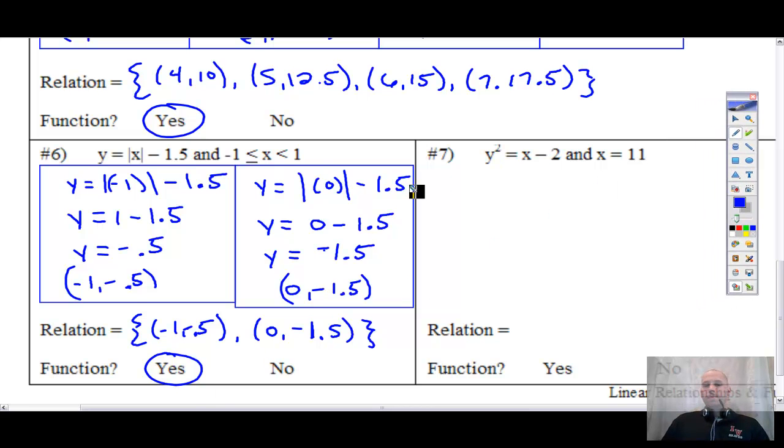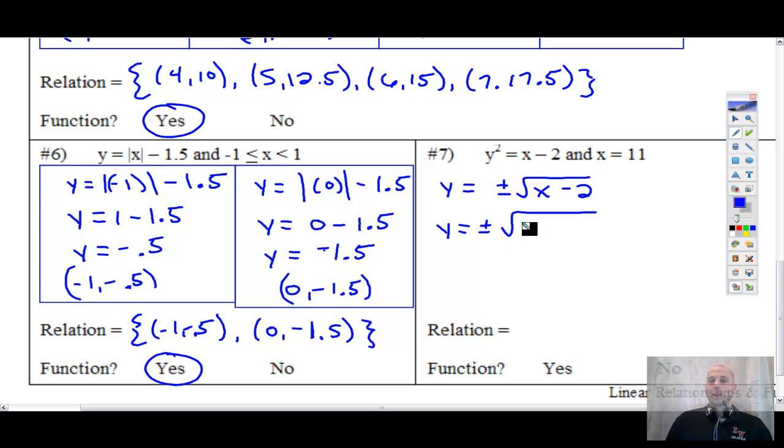Number 7, you can do this in a couple different ways. What I typically do, in most cases, not all, is get y by itself. To do so, I would square root both sides. That would give me y equals plus or minus the square root of x minus 2. When you do an even root to both sides of an equation, it's plus or minus. So I'm going to have to put 11 into this. 11 minus 2 is 9. Square root of 9 is 3.